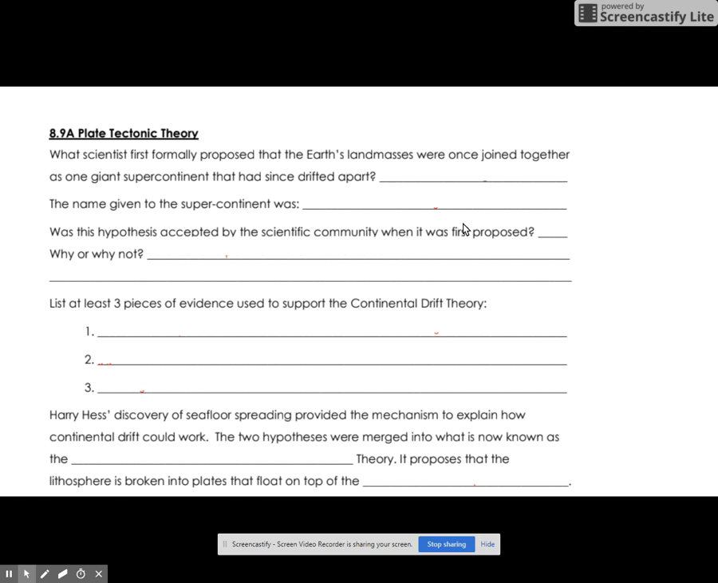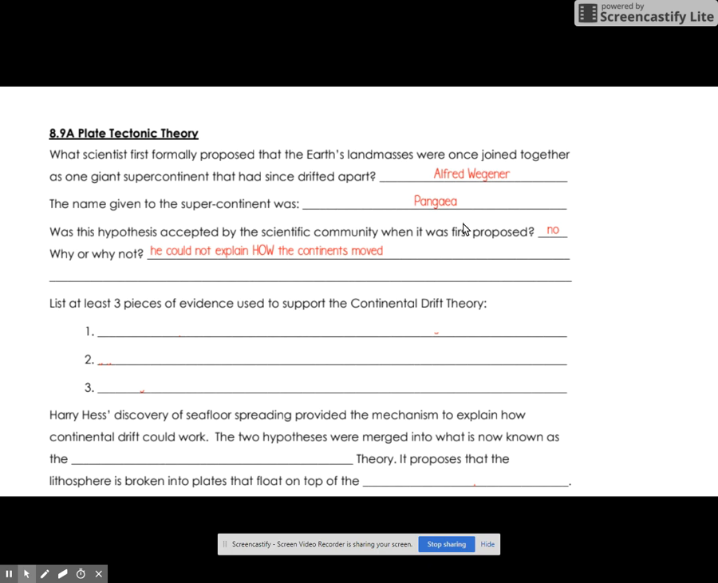What scientist first formally proposed that the Earth's land masses were once joined together as one giant supercontinent that has since drifted apart? And we all know that's Alfred Wegener. The name that was given to the supercontinent was Pangea. Was the hypothesis accepted by the scientific community when it was first proposed? No. Why or why not? He could not explain how the continents moved. And remember, you have to be able to prove as scientists how things work. People won't just believe you at first.